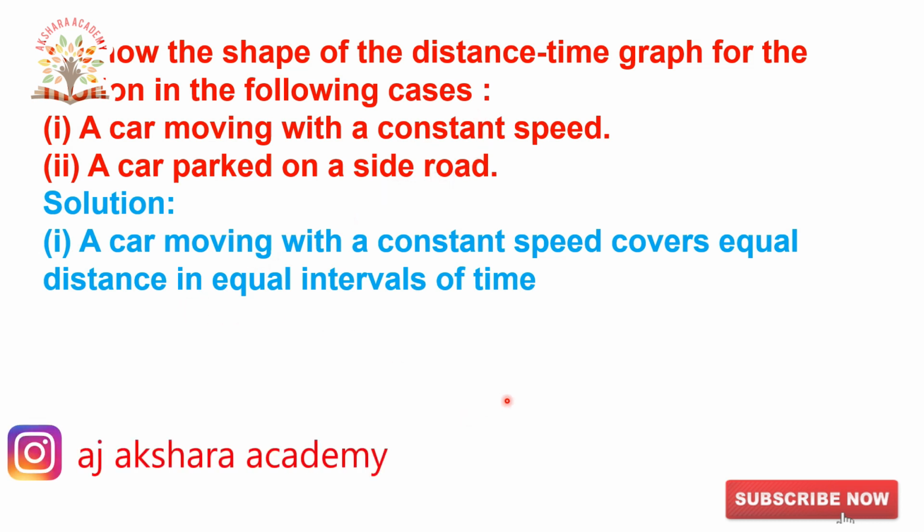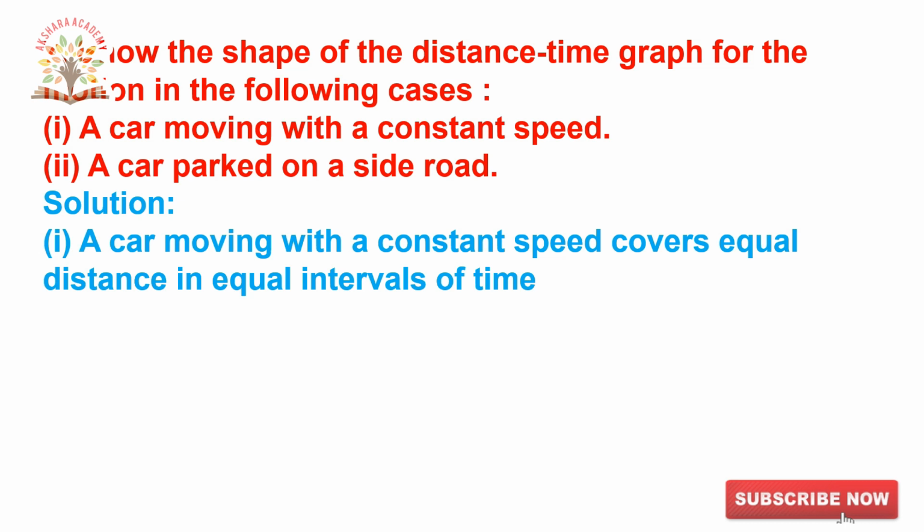First one, a car moving with a constant speed. Now a car moving with constant speed covers equal distances in equal intervals of time. Constant speed is nothing but uniform speed. When a body covers equal distances in equal intervals of time, then it is moving with a uniform speed. So here a car is moving with a constant speed.